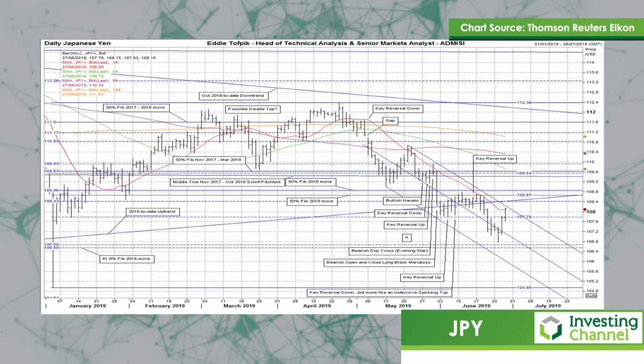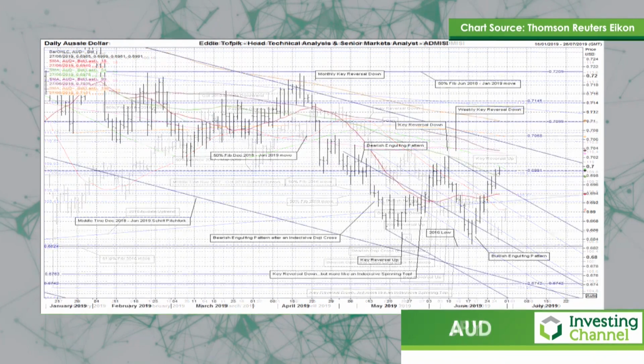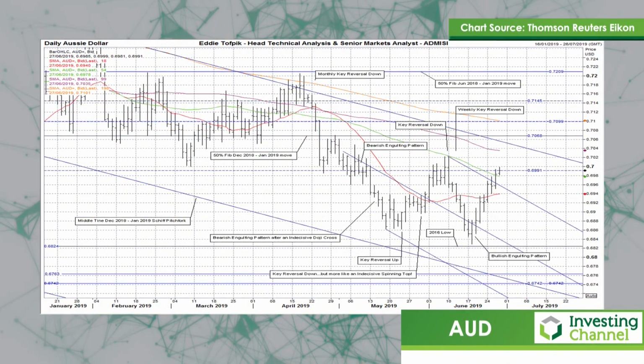Finally, the Aussie dollar against the US dollar. A counter yesterday to the previous session's indecisive spinning top pattern, with a bullish long white Marubozu that punched up through and closed over the upper tine, currently 69.59, of the bearish April to June shift pitchfork. This pitchfork now looks set to retire.